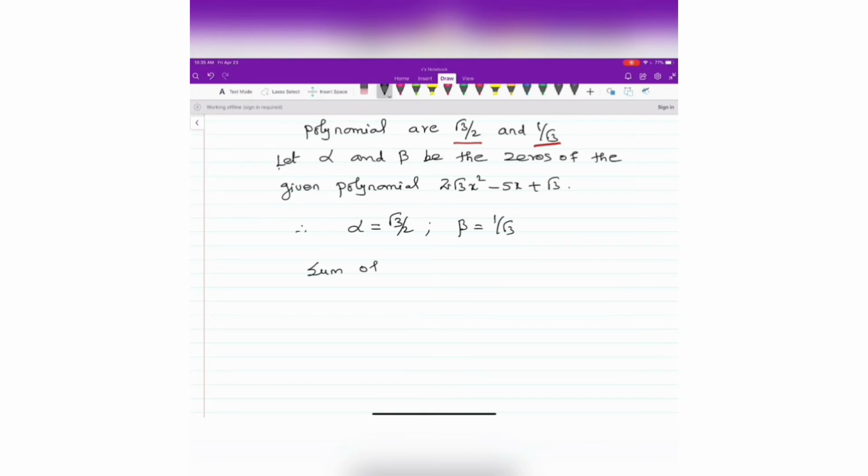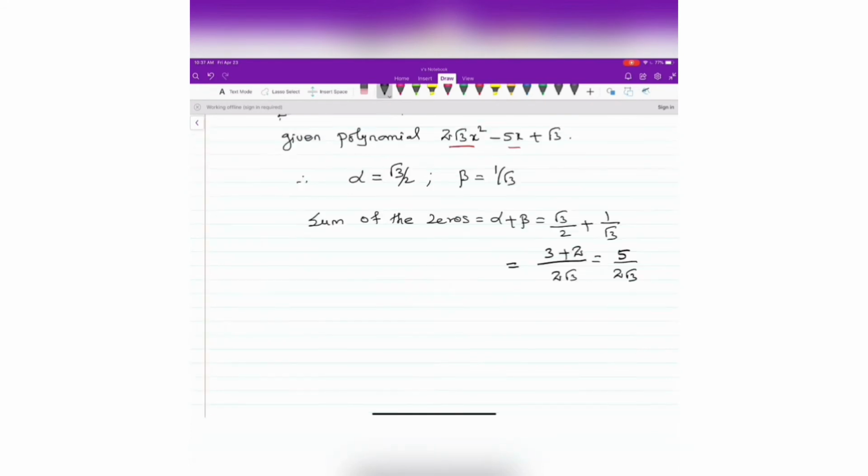Sum of the zeros is equal to alpha plus beta. Substitute the values, we will be getting root 3 by 2 plus 1 by root 3. When you take LCM, this will be 2 root 3. Then root 3 into root 3 is 3 plus 2. So, I will be getting 5 by 2 root 3. Okay. I can write 5 as minus of minus 5 by, then denominator you are having 2 root 3.